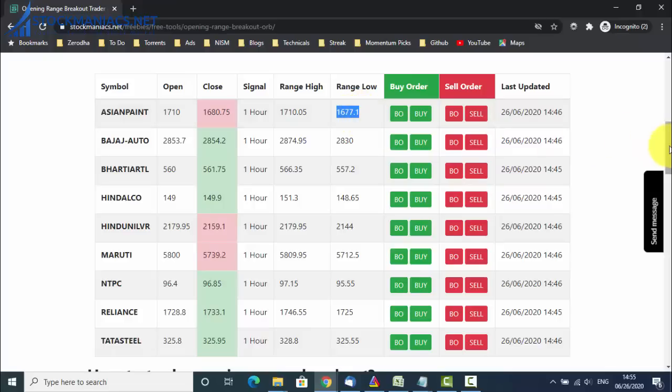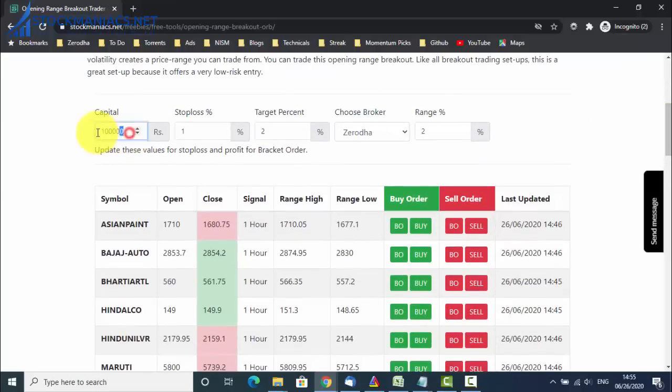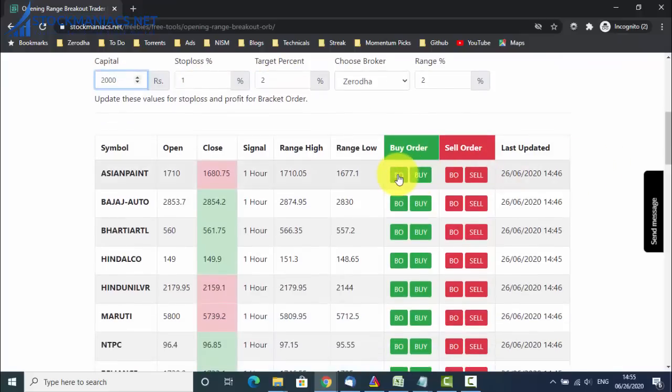Suppose, let me show you. By default the capital is 1 lakh. Let me make it 2000. Stop loss say 1% and target say 2%. You can increase or decrease the stop loss or target. Suppose we will be placing a BO buy order.